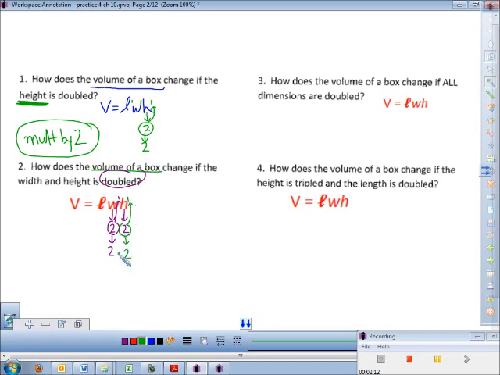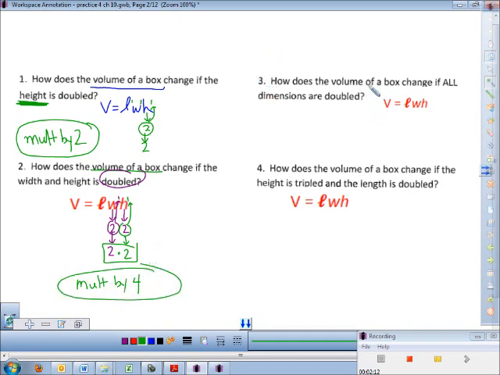And now what's left is these 2 numbers. They have to get multiplied together because that's what operation was going on between a w and an h. They were being multiplied. So really, the volume is now going to be multiplied by 4. Because I doubled the width and I doubled the height, that's going to affect the overall volume by multiplying it by 4.